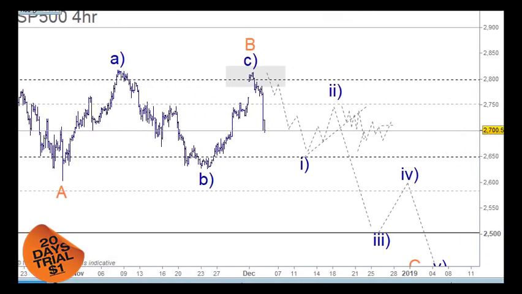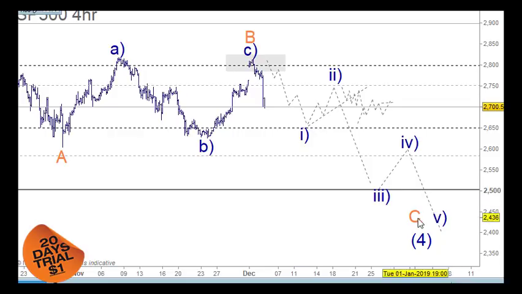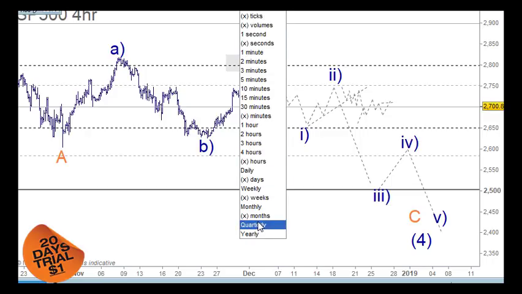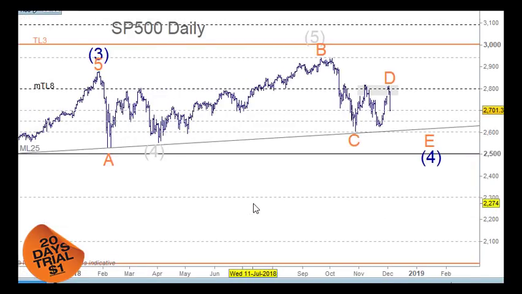So I've labelled this here as an A wave here and a B wave over here, and then a C wave down here as wave 4. That may or may not be correct, because in the bigger picture there are three wave counts that I can see. So let's just have a look at those, shall we?